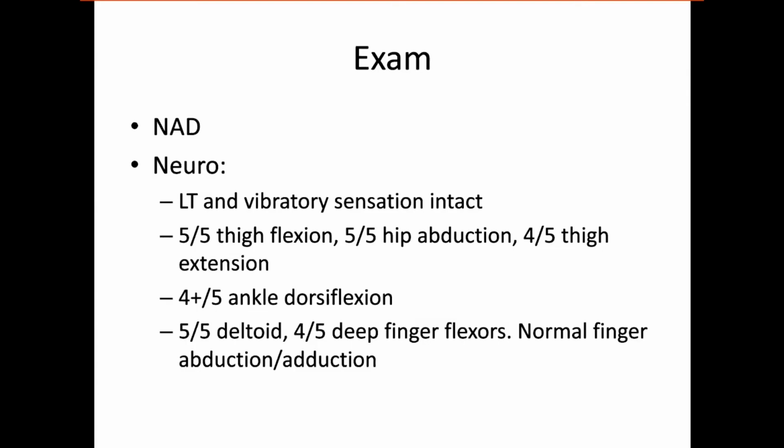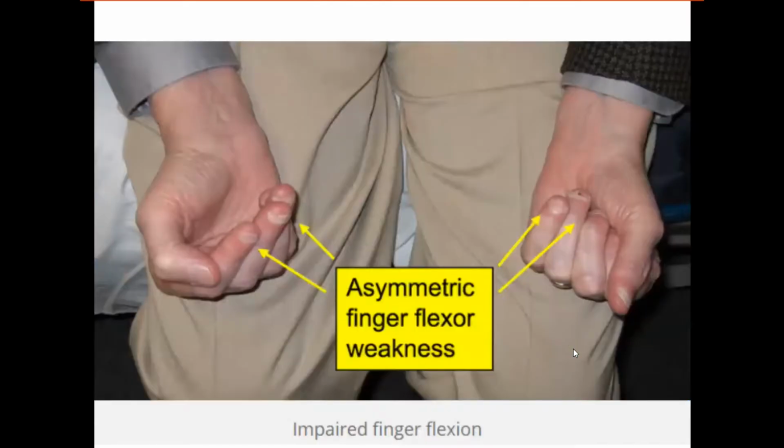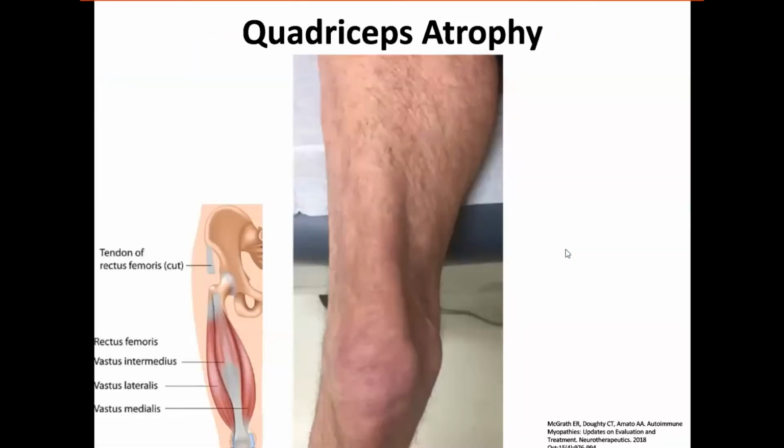You note that that is abnormal. On exam, you see that he has difficulty making a fist. So unlike this patient here, you can see his fingernails kind of sticking out here. And then you note that, again, he has some very similar finger flexor weakness. And on exam, he has some quadricep atrophy, specifically in the vastus lateralis and the medialis, whereas the rectus femoris here actually looks okay.